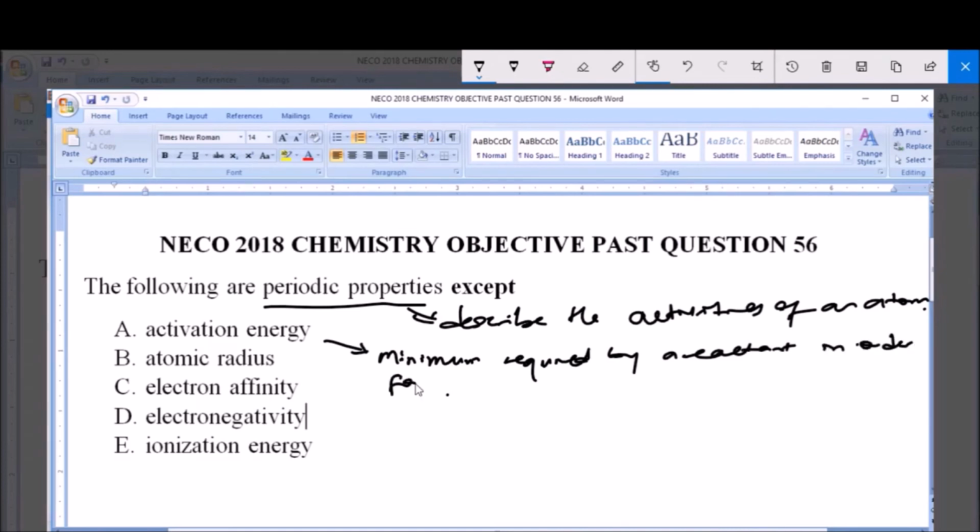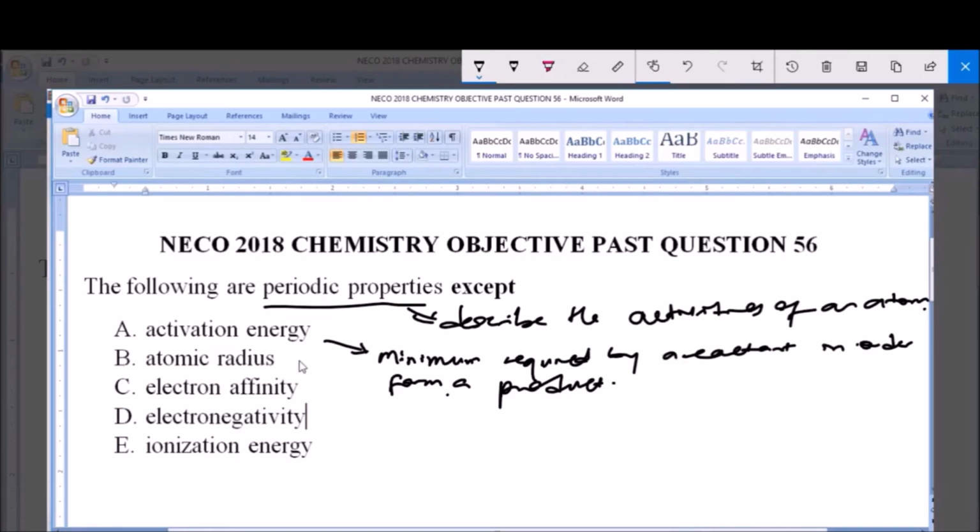form a product. Now, if you look at this activation energy, you see that activation energy does not describe the activities of the atom, neither does it describe the properties of this atom or element. It just simply describes the reaction. That is, it is the energy that is required by every reactant before they can complete a reaction, that is, before they can give a product.